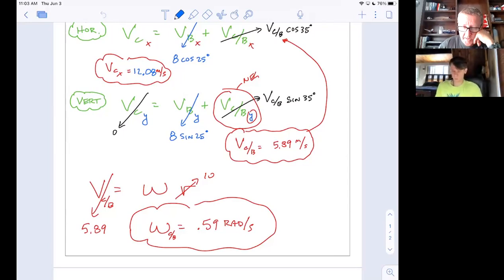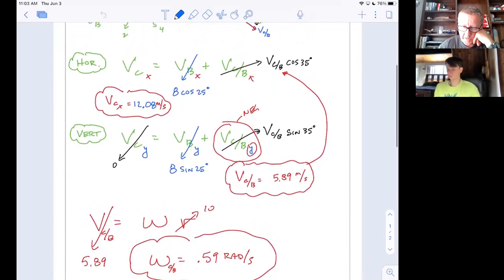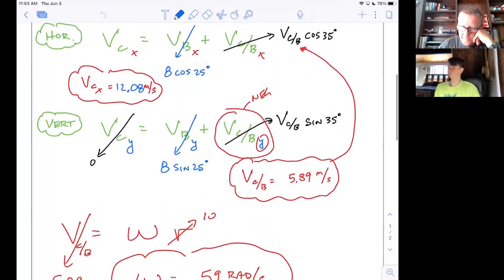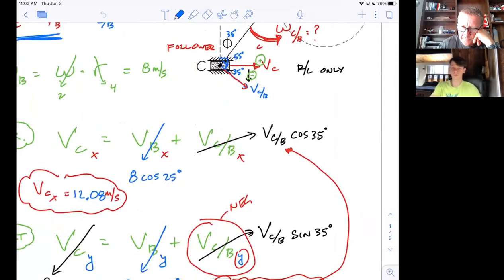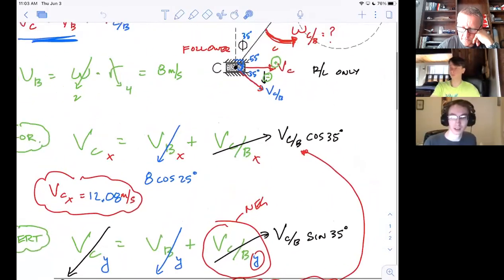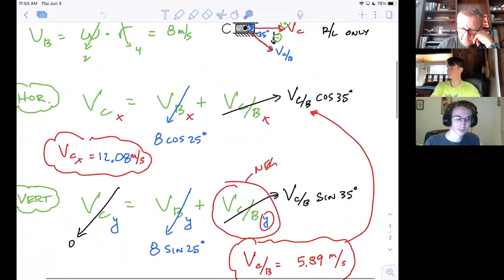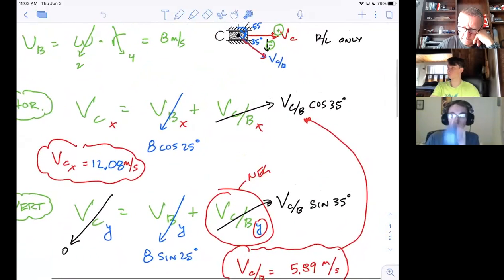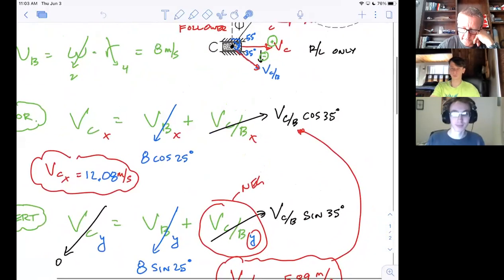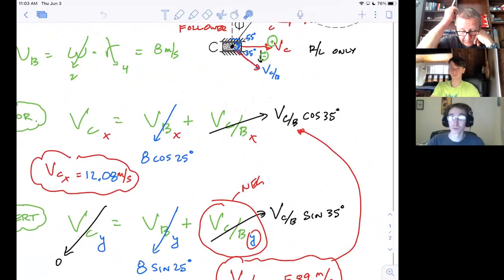So we noted in our, let's back up here to this. We noted that for C, its velocity in X was, let's do velocity in Y. We noticed its velocity in Y was going to be 0 because it can't go down.